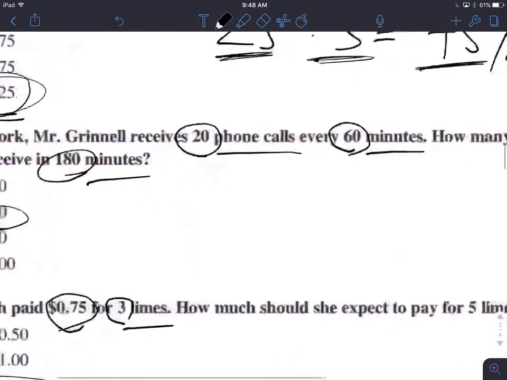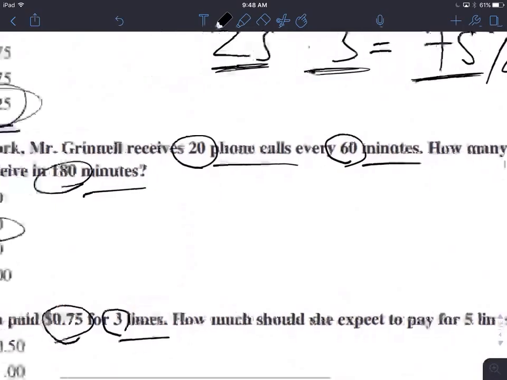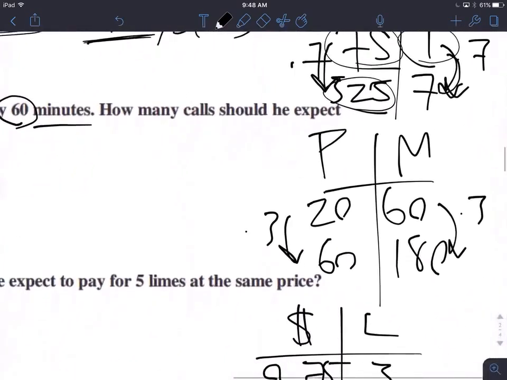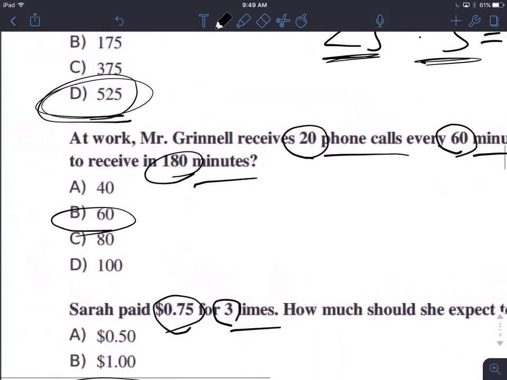At work, Mr. Grinnell receives 20 phone calls every 60 minutes. How many phone calls should he expect in 180 minutes? So again, 20 phone calls, 60 minutes. In 180 minutes, there's 3 60s in 180. If you're not sure about that, just divide. 180 divided by 60 is 3. That means we've got to multiply 20 by 3 to get to 60 phone calls. So our answer is 60 phone calls.